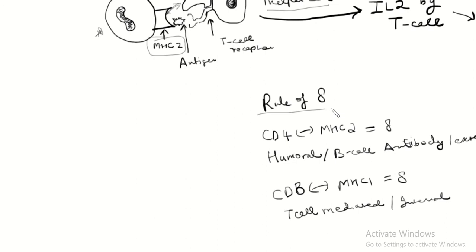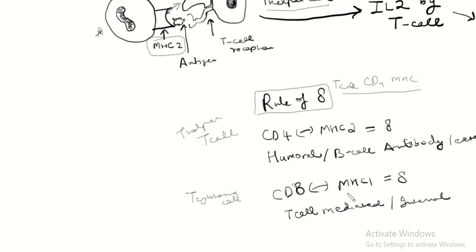There's something called the rule of 8, which helps us remember these T cells and CD4 markers and MHCs. Okay? This will make it easier to remember. CD4 T cells are T helper cells. Okay? They attach to MHC2. 4 times 2 is 8. Okay? CD8 cells, which are the T cytotoxic cells, attach to MHC1. 8 times 1 is 8. So the product is always 8.